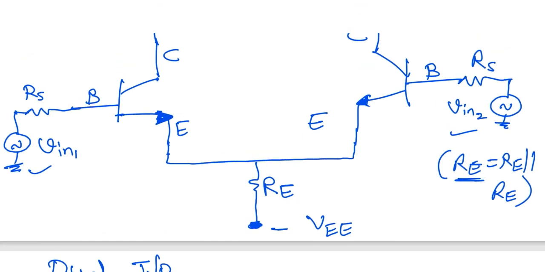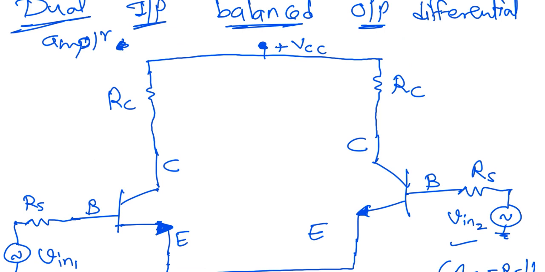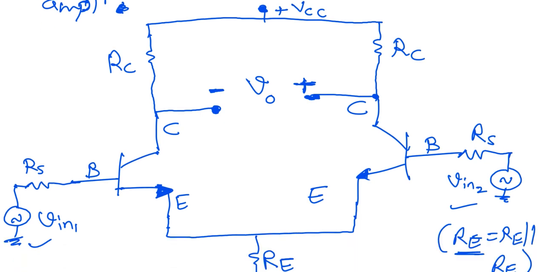Then next, it is the diagram of balanced output. That means we have to take output at two collector terminals. So here I will take the output V0, between two collector terminals I will measure the output voltage V0. Now here I have taken plus and here I have taken minus. The reason is that I assume that this collector terminal is at higher potential as compared to this collector terminal. So this is the diagram of dual input balanced output differential amplifier.